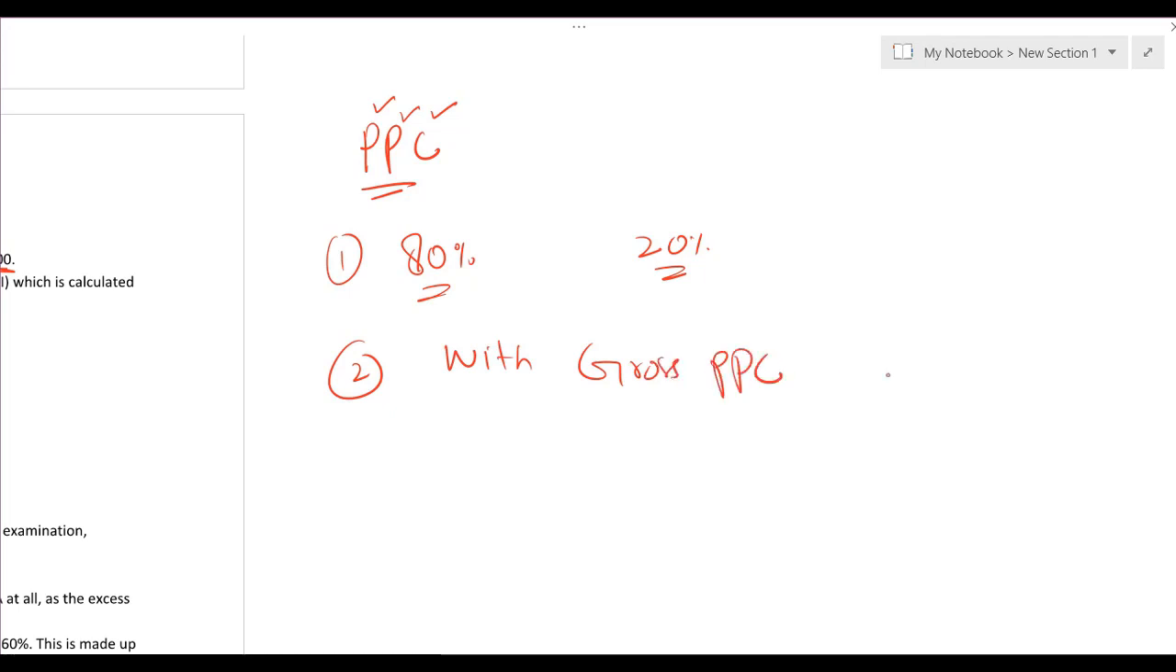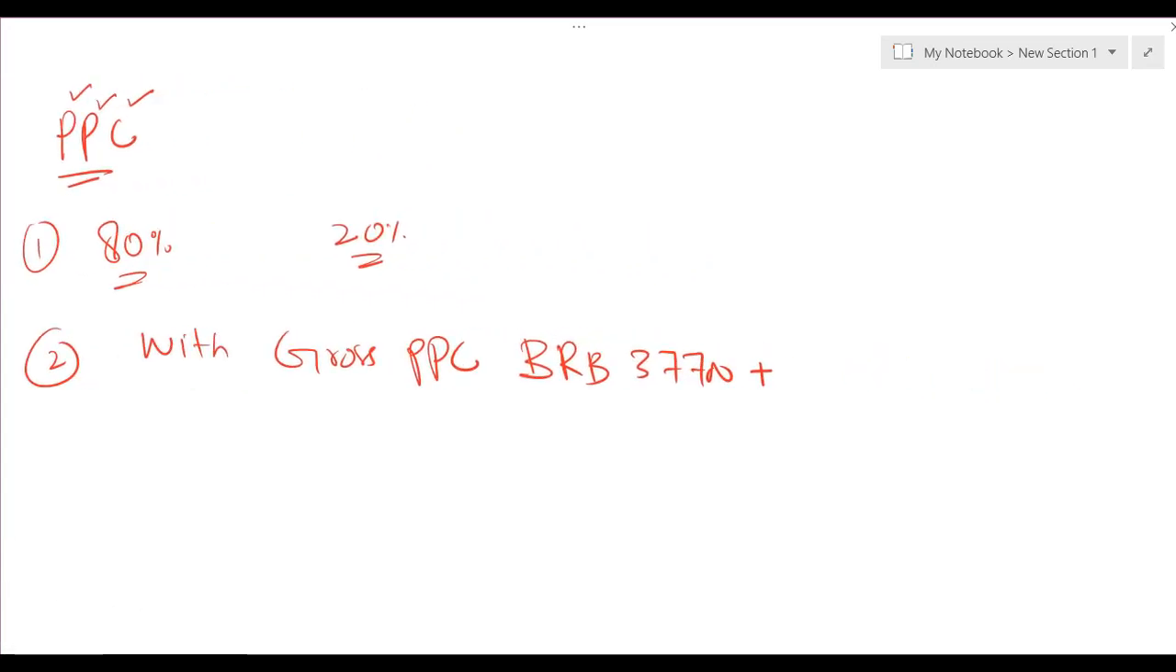Second, with gross personal pension contribution, the basic rate band, which is 37,700, will increase. So to the basic rate band of 37,700, we just need to add gross PPC, and the higher rate band limit will also increase, 150,000 plus gross PPC. So obviously, when the basic rate band limit increases, it is another benefit of gross PPC. More taxable income is going to fall in the basic rate band, so obviously you are going to save tax. The third benefit of gross PPC is that it reduces your adjusted net income.